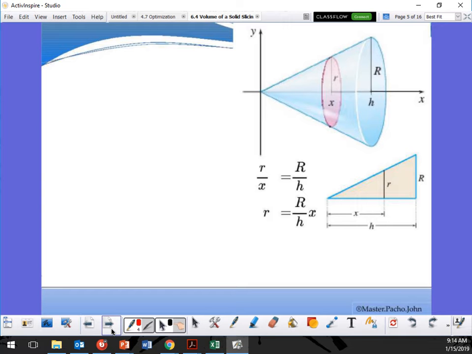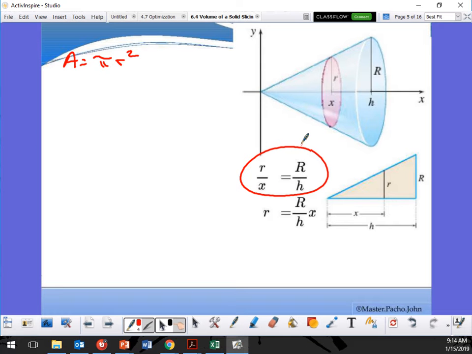So what area am I dealing with in my cross section? What shape is the cross section? Circle. Very good. How do I find the area of the circle? Pi r squared. So area of the circle is pi r squared, right? Okay. So now I don't want that. I want this. So what do I do with this information right here?